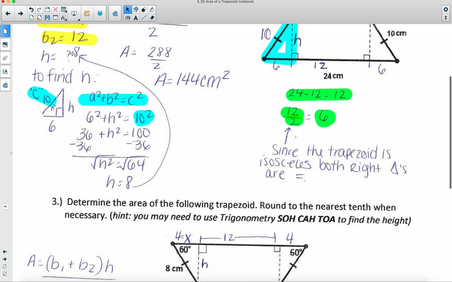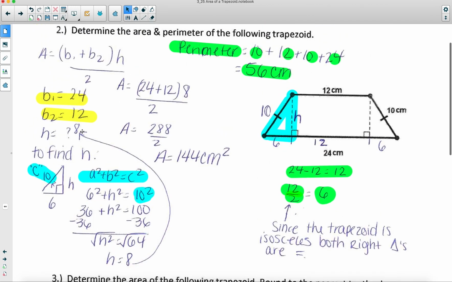So I'm going to substitute that in up here. Awesome. Once that's done, I have now everything I need to plug it in. My base 1, base 2, and my height. Take the sum, divide it by 2, and our area comes out to be a total of 144 centimeters squared.